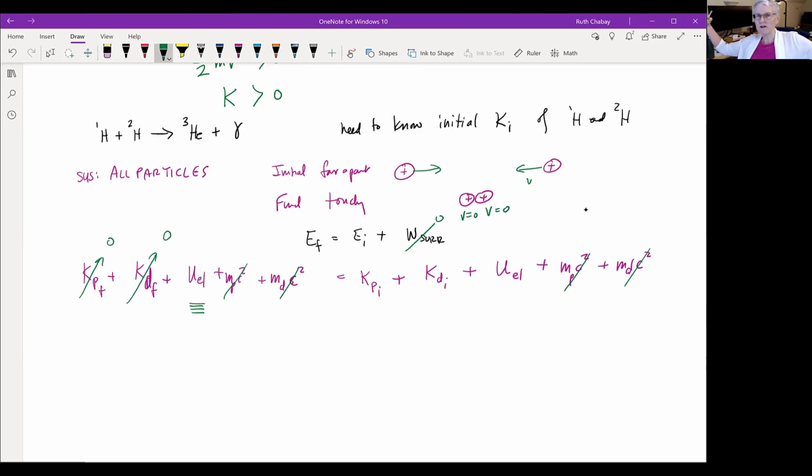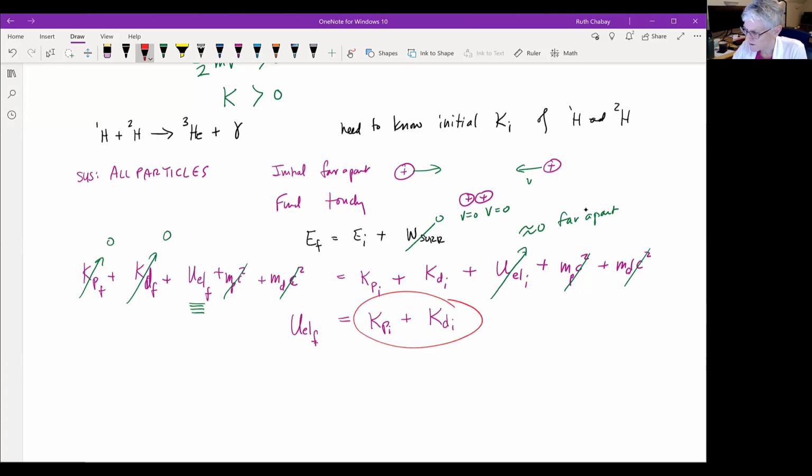Now, initially, they've got a lot of kinetic energy, but they're really far apart. So what do we know about the initial electric potential energy of this system? We know that it's approximately 0 because they're far apart. So this equation now reduces to: the final electric potential energy of the system is equal to the sum of the initial kinetic energies, which is what we're trying to find, right? Okay, so that's the unknown.